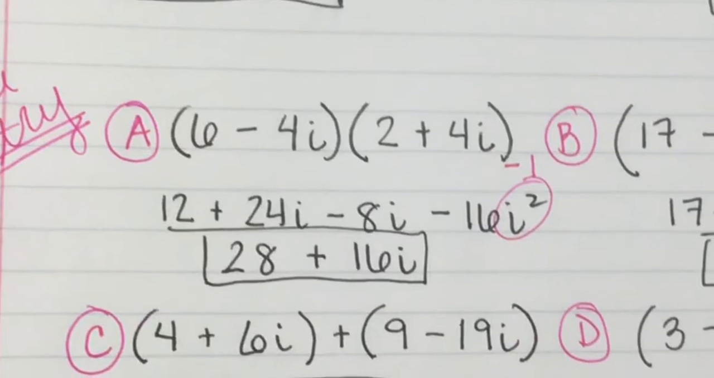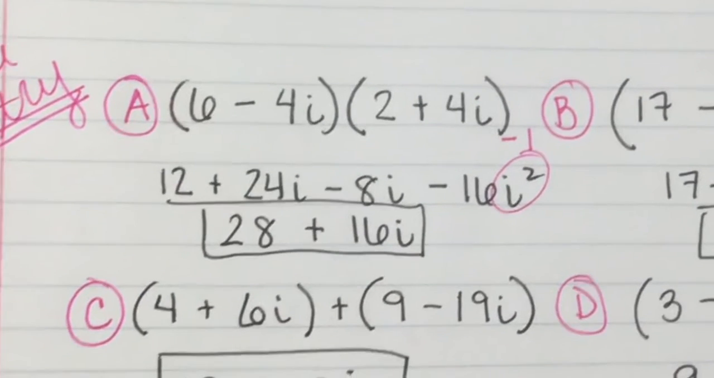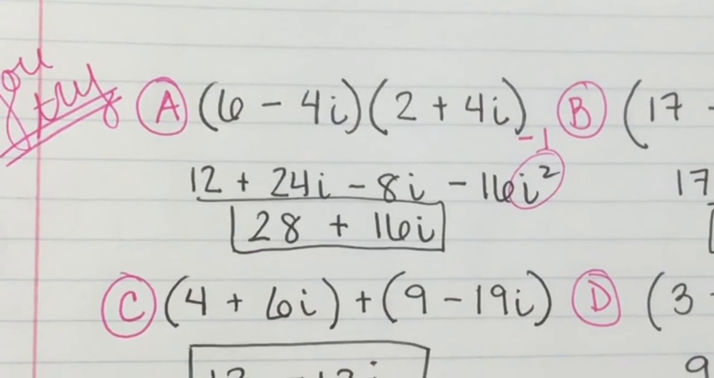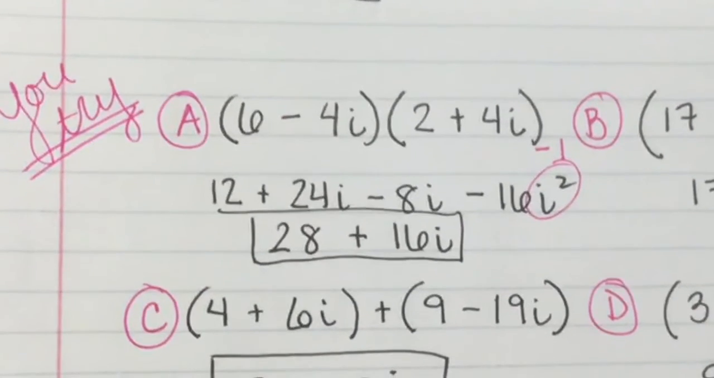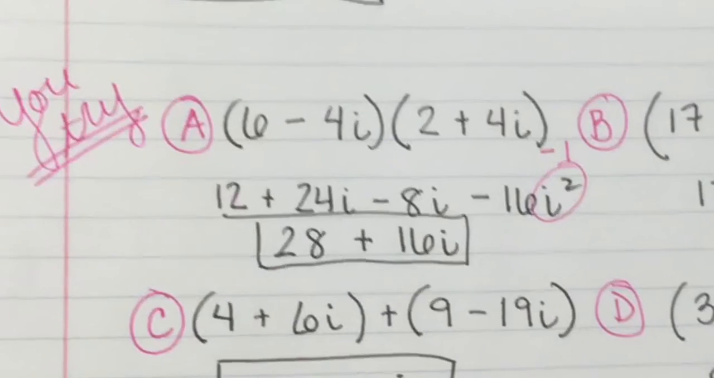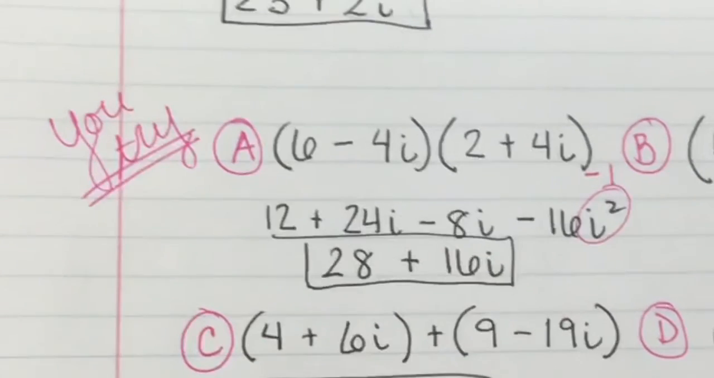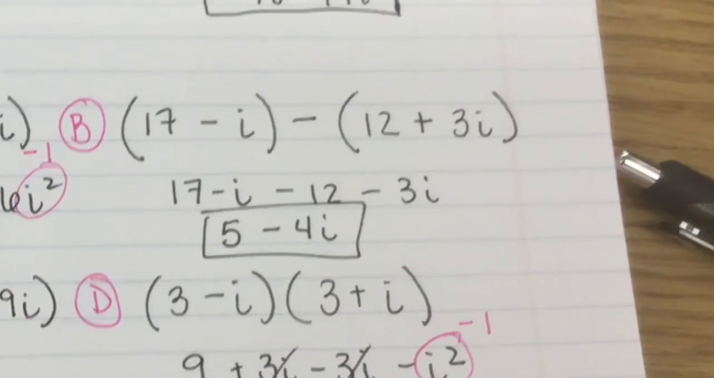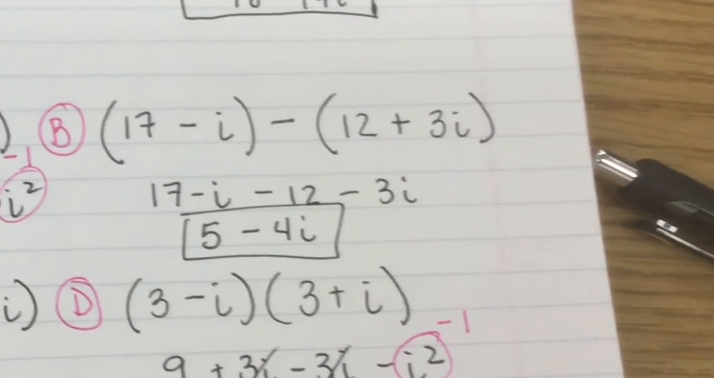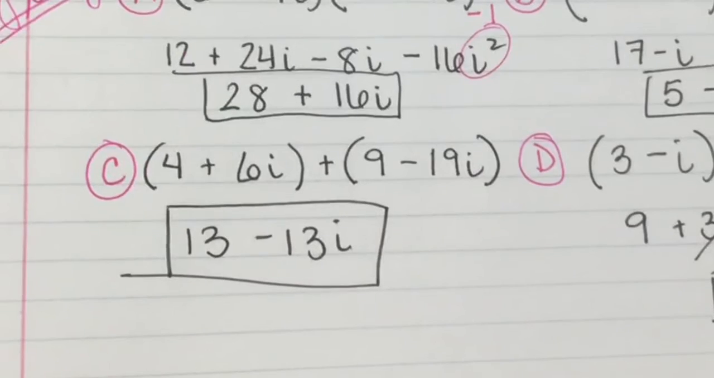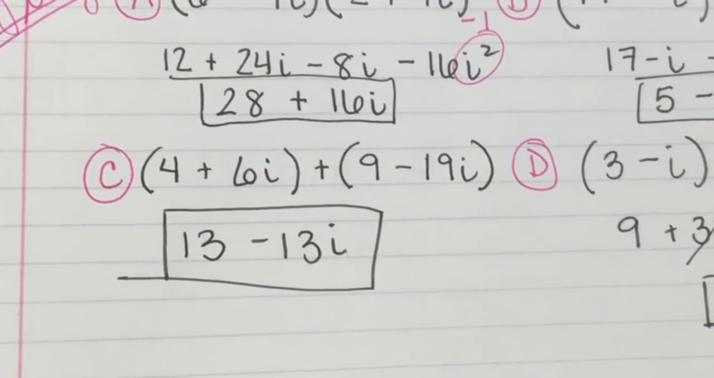This first example, we should have noticed that we are multiplying. Remember that i squared at the end needs to be converted to a negative 1, and 12 plus 16 would give you 28. Notice in B that you had to distribute the negative because you were subtracting, and then you're just combining like terms. Example C, you're just combining like terms here.